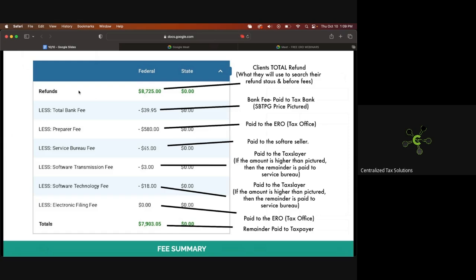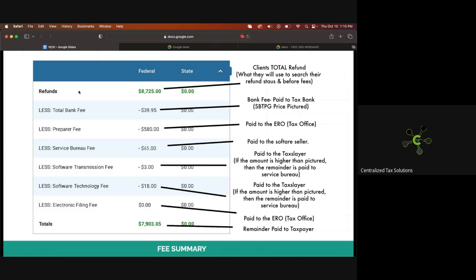You might not always have a service bureau fee because it might be there but not charged. And with the transmission and technology fee, you might not see both of them. Some software might have one or the other, as a combined cost. The cost would still be around $22-25, but listed as only one of the two. Even right on the chart, it shows the electronic filing fee is zero. I actually see more people charge filing fees in Crosslink than in TaxSlayer, but once again, it's all about what you want to do, because those are for the ERO.